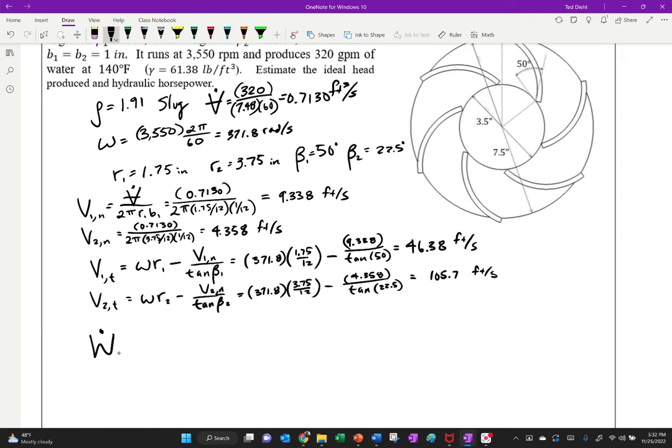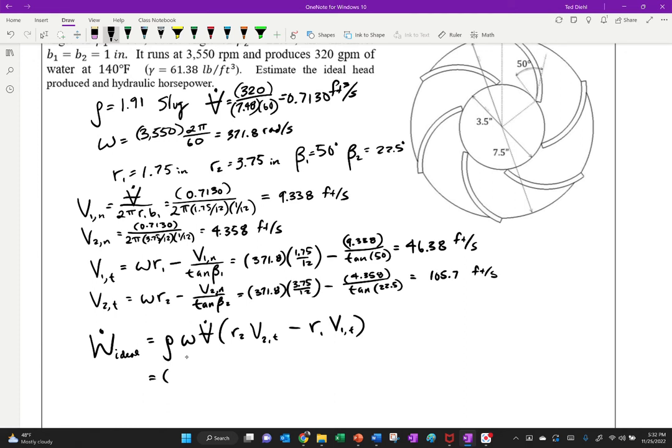So we'll say the power. They use subscript shaft here, but I don't think we should use that. Anyway, this is more like the ideal head. I'll call this ideal. Not thermodynamically ideal, but mechanically ideal, where we have density times omega times our volumetric flow rate, R2 times V2 tangential minus R1 V1 tangential.